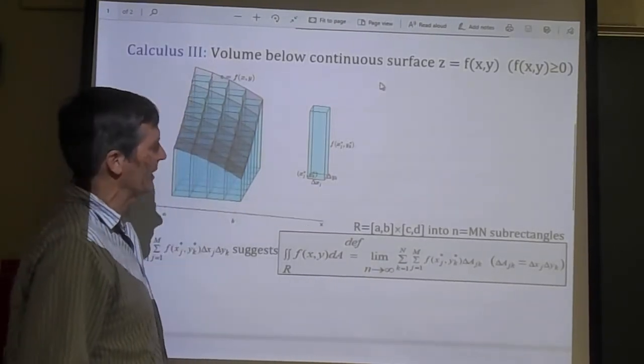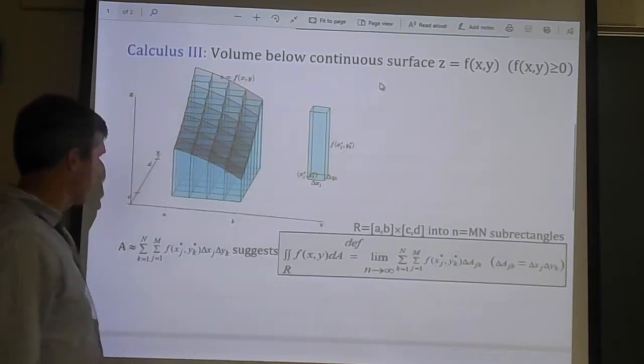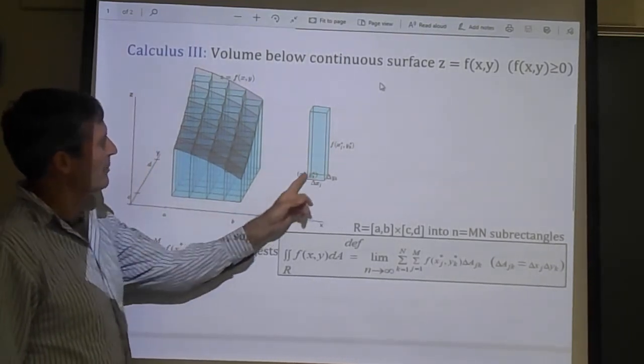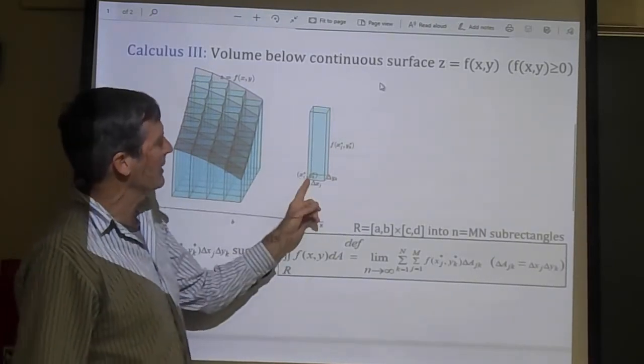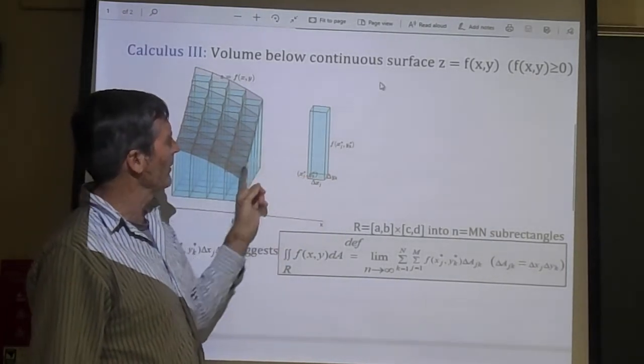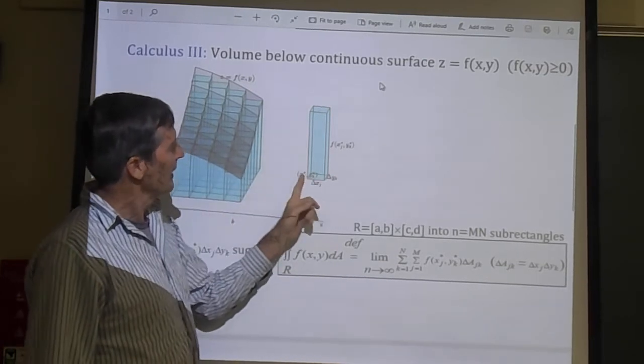Suppose z is non-negative. Well, we can do the same kind of thing. We just have to break it up into little rectangular boxes this way. We know what their volume is, right? And we'll find the volume under the surface.